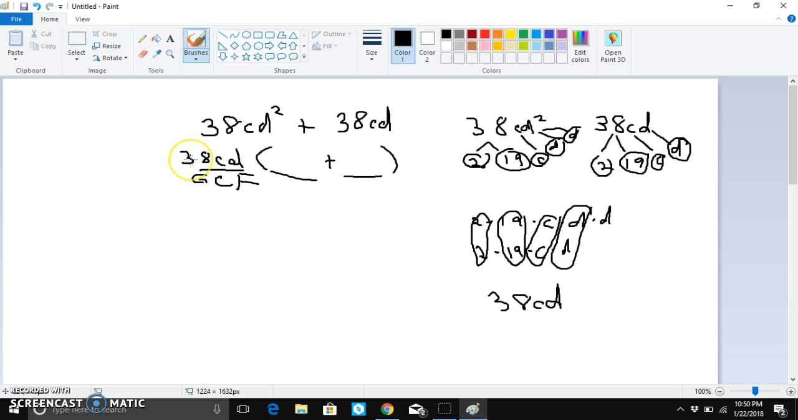Okay, 38CD times what will give me 38CD squared? Well, 38 goes into 38 one whole time. C goes into C one whole time, so we don't need to repeat that one. And then D goes into D squared D times. Now, let's check that to make sure it makes sense. 38 times 1 is 38. CD times D is CD squared. And then 38CD.